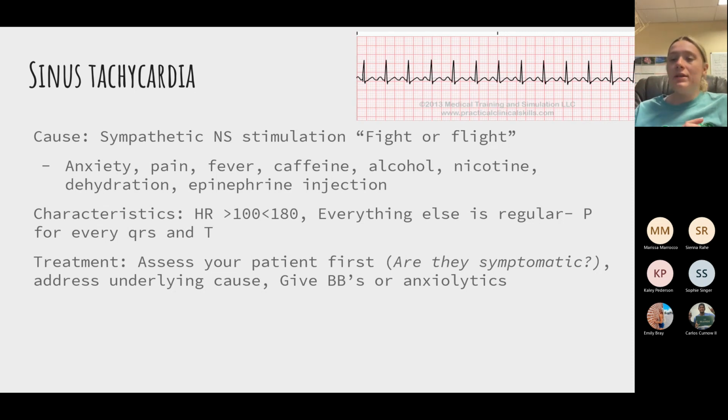So what do we always do first? We always assess our patient. Maybe they're anxious. Maybe they just got up and walked. But assess them. Are they symptomatic? If they are symptomatic, we can give them some beta blockers as well.